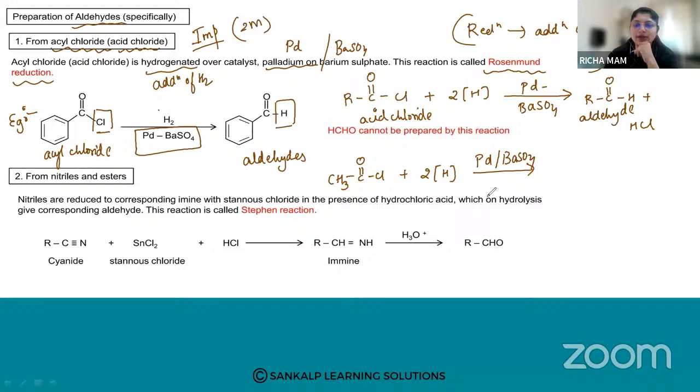Can you tell me the product obtained for this now? This is the first example, and this is the second example. This is the general reaction, please note it down. They can ask you for the general reaction, or to explain Rosenmund reaction with an example. If they ask you to give a general reaction, then you have to give this general reaction. Tell me the answer for this second one.